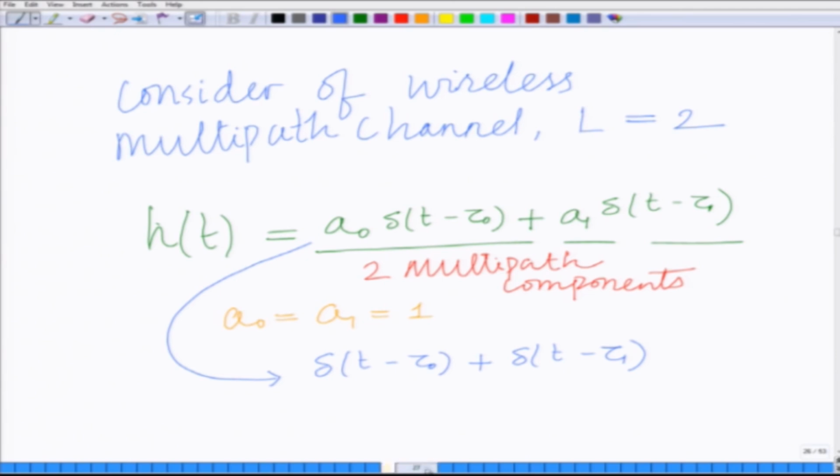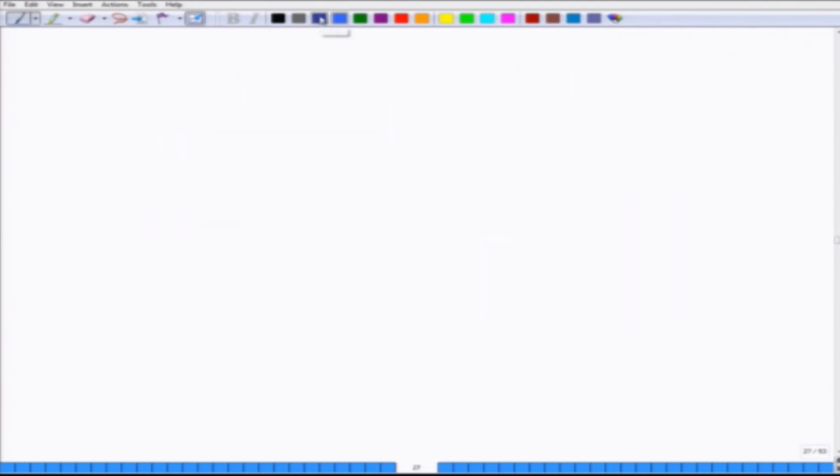Now, we had the transmitted signal. Now, how will the received signal look corresponding to this multipath channel? So, the received signal will look as follows. Let us now draw the received signal corresponding to the multipath channel that we have illustrated. Now, the received signal will look as follows.